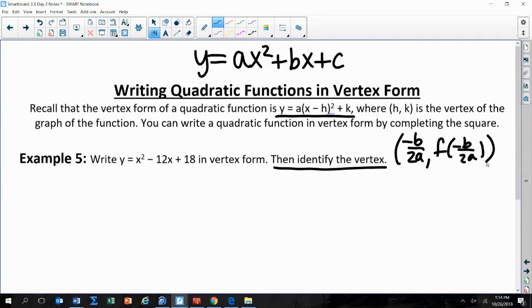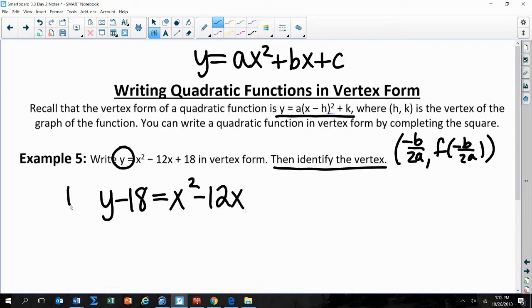I'm going to follow the same steps as completing the square. Here we go. What's step 1? What do I do with the constant? Move it over, right? The only thing that's a little bit different is that it's not going to be set equal to 0. It's going to be set equal to y. So that's okay. We're going to move the constant over. So I'll have y minus 18 equals x squared minus 12x. See how I move the constant over? That's my step 1.